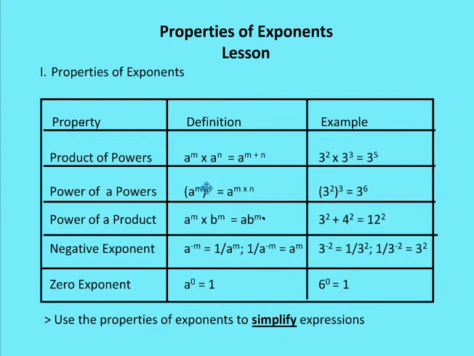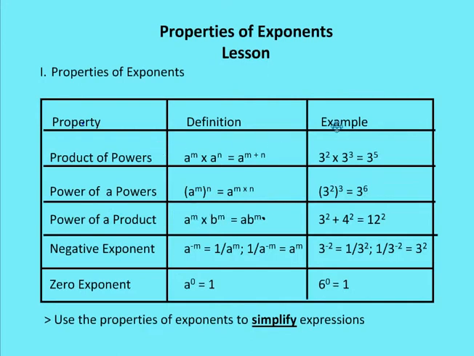Power of a power, we're taking the power of a power: a to the m, all to the n. And when we do that, instead of adding, we're going to take that one base, and now we're going to multiply the two exponents together. So it's a to the m times n. An example would be 3 squared to the 3rd would be 3 to the 2 times 3, or 3 to the 6th.